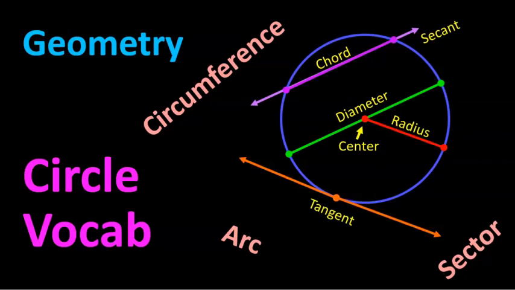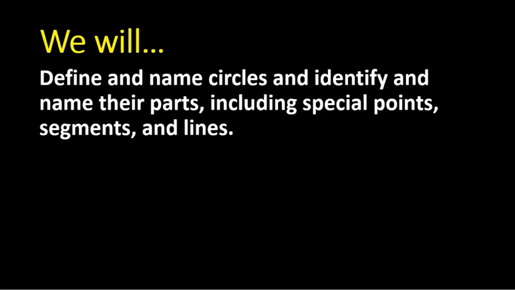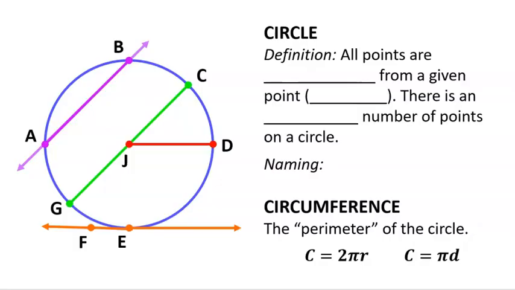Hello and welcome to Geometry Circle Vocabulary. In this video, we will define and name circles and identify and name their parts, including special points, segments, and lines. A circle, by definition, is the set of all points that are equidistant from a given point.